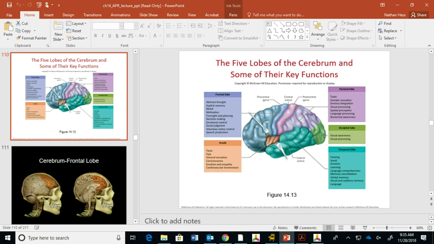So I say all of that because we're going to list a bunch of functions, and we're oversimplifying, is what I'm trying to say. We can't say, this part right here, that does memory. No, it's a whole bunch of different pieces together. Does that make sense? All right. So, let's start with the frontal lobe.